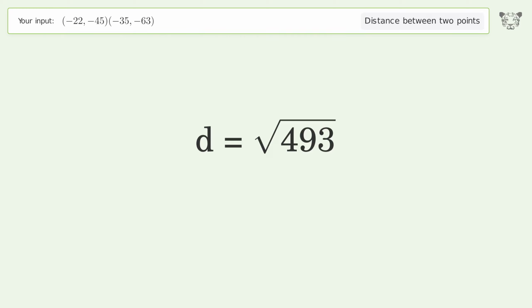And so the distance between the 2 points is the square root of 493, or 22.204.